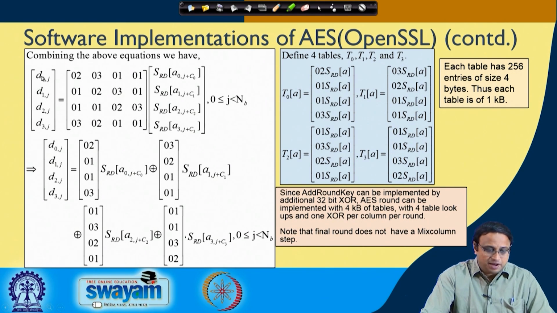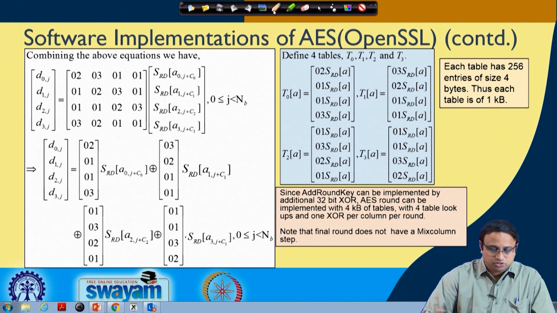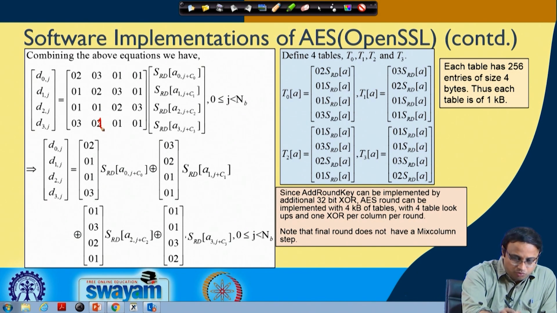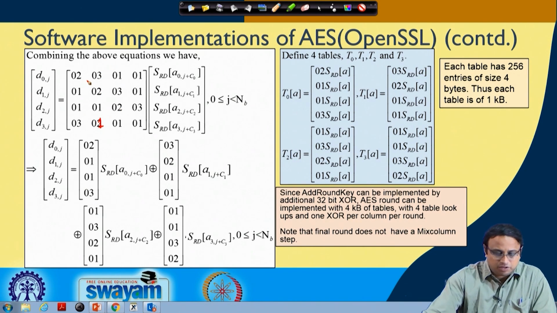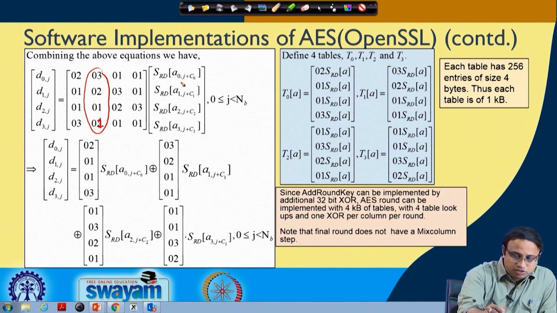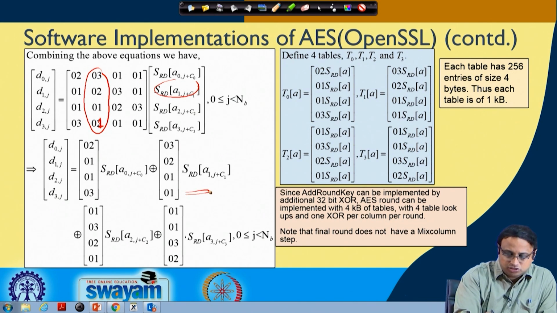Therefore any column here, for example, can be obtained by multiplying the column 2 1 1 3 with this byte. This is the byte standing for the 0th row, and likewise the second element, and then you XOR this with this column, 3 2 1 1, multiplied by this. Actually, I should multiply 3 2 1 1 here, so let me correct this. This is 3 2 1 1. So we multiply this column with this byte, and that is shown over here.